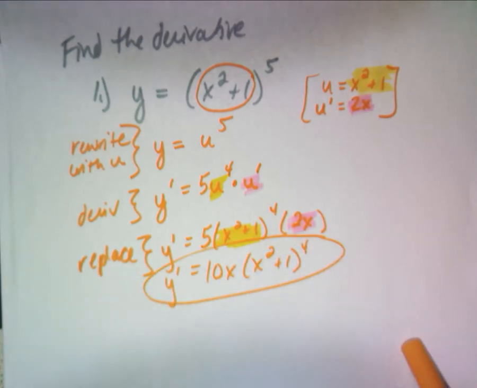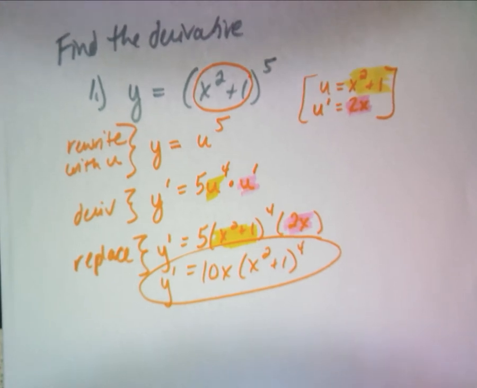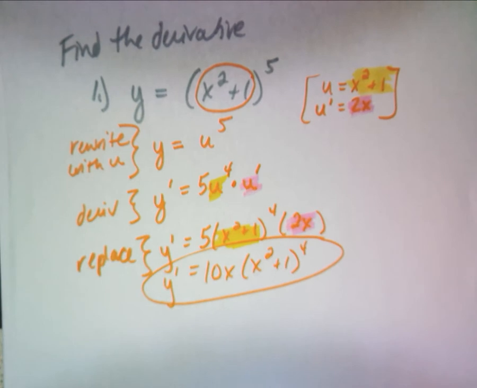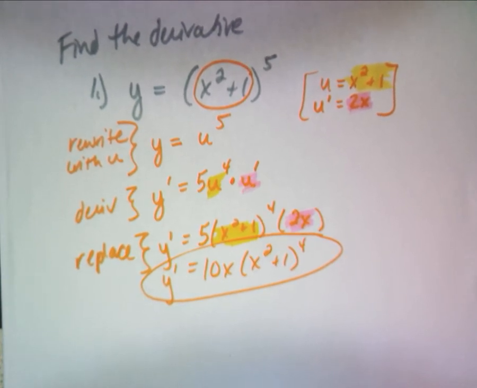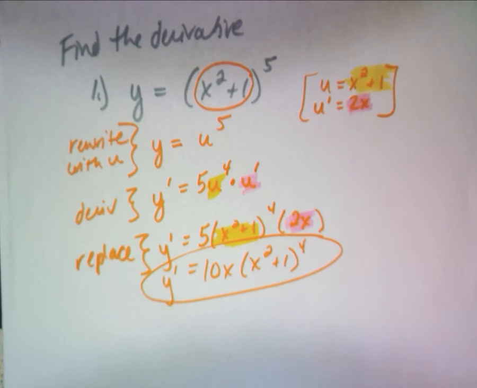This is a very basic chain rule. Again, you're like, really, do I have to do this whole u thing? Yes, you do. I promise you there's a reason for it. Did anybody not understand the process? Rewrite it with the u, take a derivative, replace all the u's. So it's really nothing too hard that you haven't seen before. Let's do a second example.